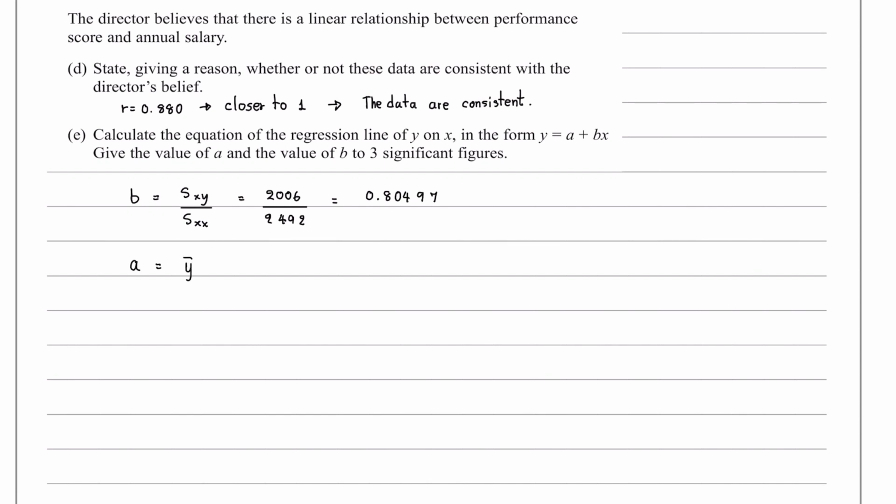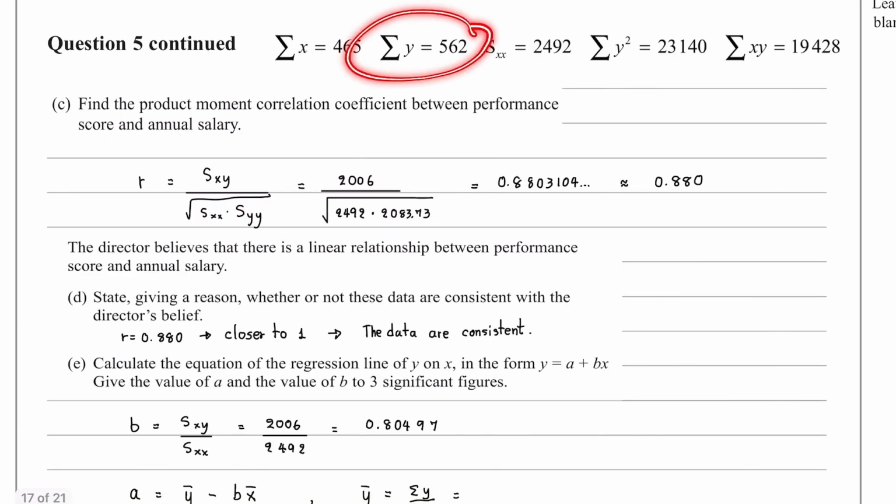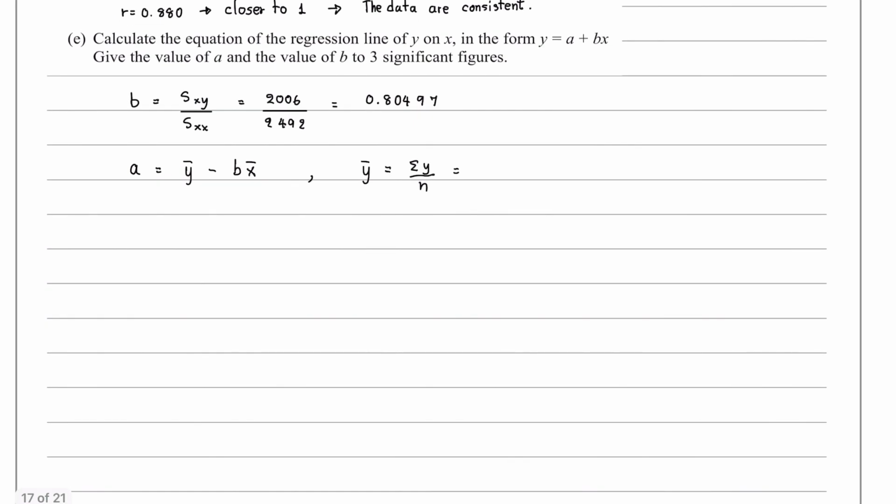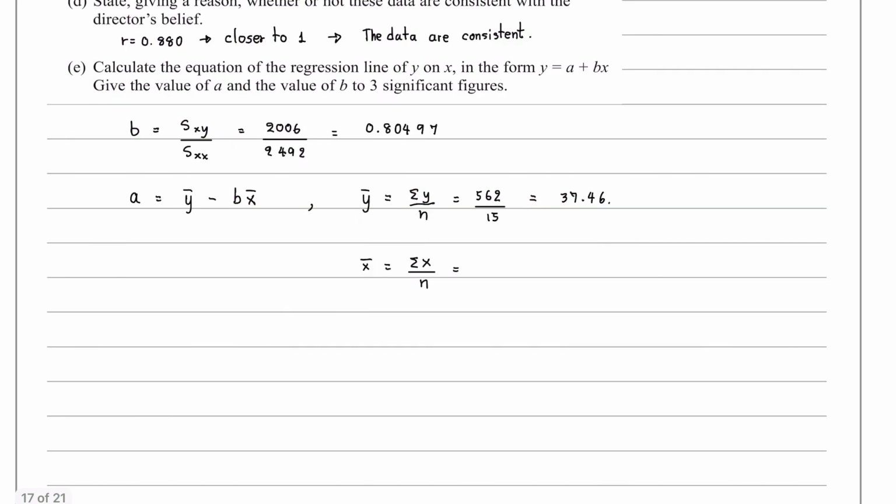Now we have to find a. a is y bar minus b x bar. Now we have to find y bar first. Y bar equals summation of y divided by n, which is 562 divided by 15, which is 37.46. And now we have to find x bar too. X bar is summation x divided by n, which is 465 divided by 15, and the answer is 31.